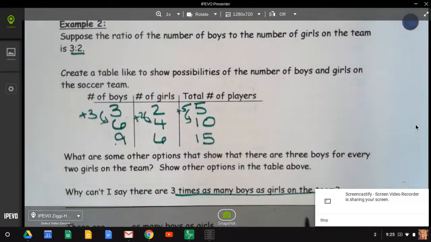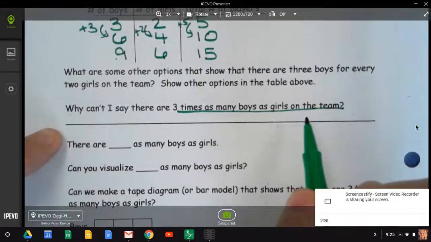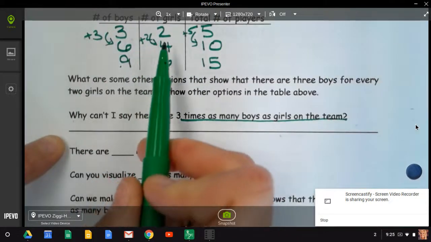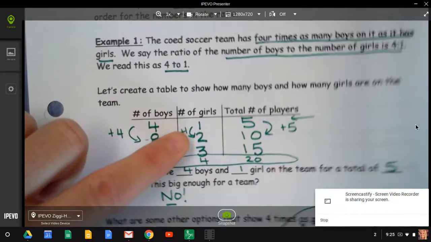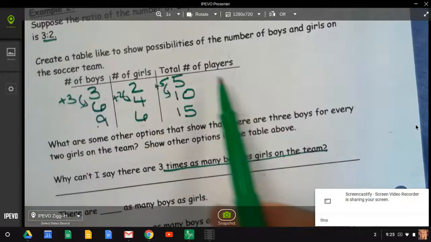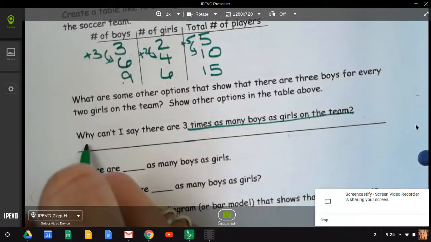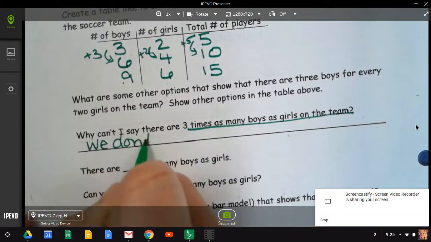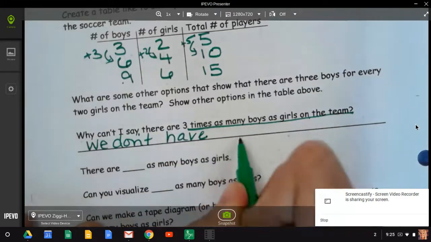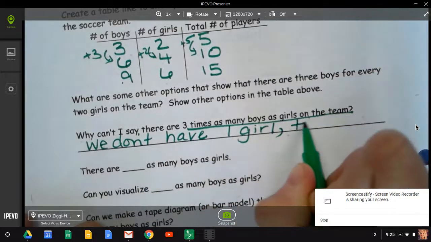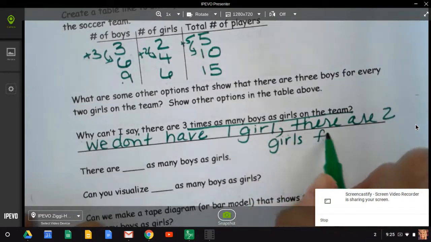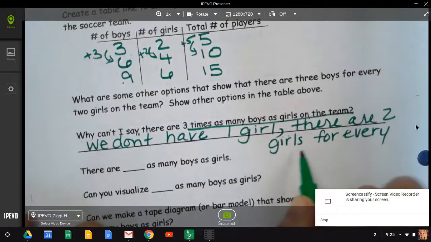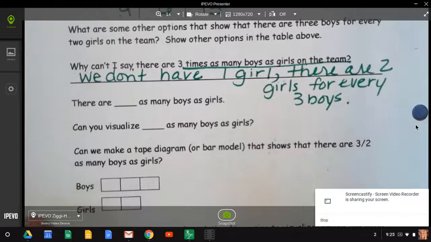And the reason we can't say that there are 3 times as many boys as girls is because we have 2 girls this time. Last time on the front, we only had 1 girl. There were 4 times as many girls. This time we have 3 to 2. So we can't say it because we don't have 1 girl. There are 2 girls for every 3 boys. Make sure you get that down. Okay, so you can pause it and write it down like I have.